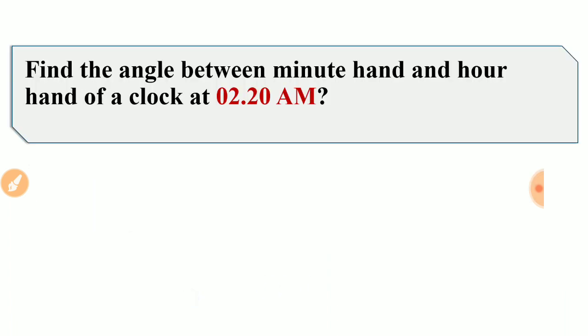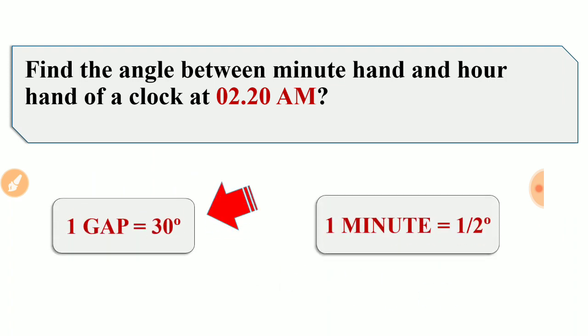Next lesson. Let's start, I will explain with this example. Find the angle between the minute hand and the hour hand of a clock at 2:20 a.m. As you can see, the time is 2:20, not 2, not 3, it is 2:20. So one gap is equal to 30 degrees, we know this, and 1 minute is equal to half a degree. That's also clear for us right now.